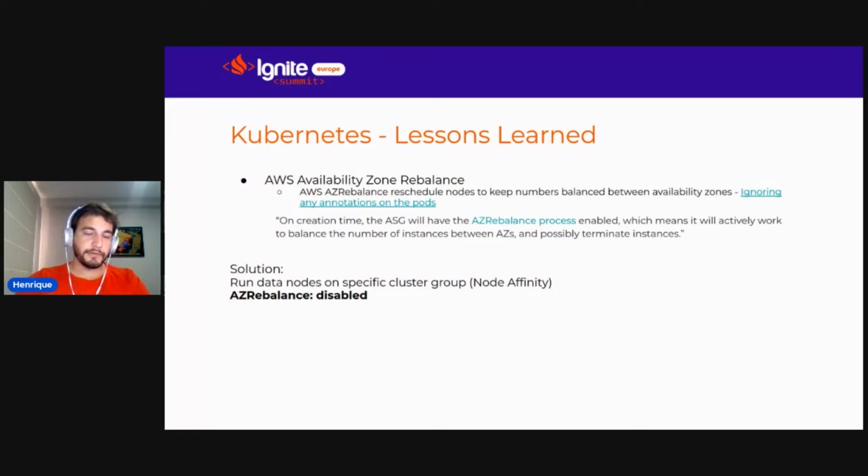The solution was to create a node group specific for Apache Ignite. We would run the Apache Ignite pods using node affinity on that node group. And just for that node group, we would disable the AZ rebalance process, so we would not be affected by this issue. This solved the problem for us, and we have had very good uptime of the cache since then.